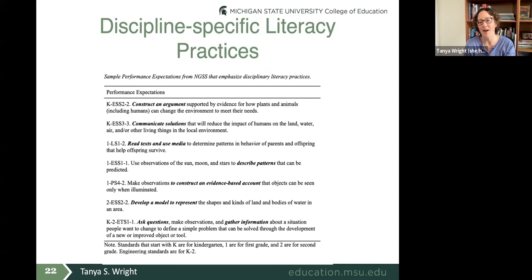So I could go on and on about this, but I just want to show you that there are expectations for kids to start to understand the ways that scientists use literacy practices that are somewhat different, or that we might never get to if we skip this and only do ELA.